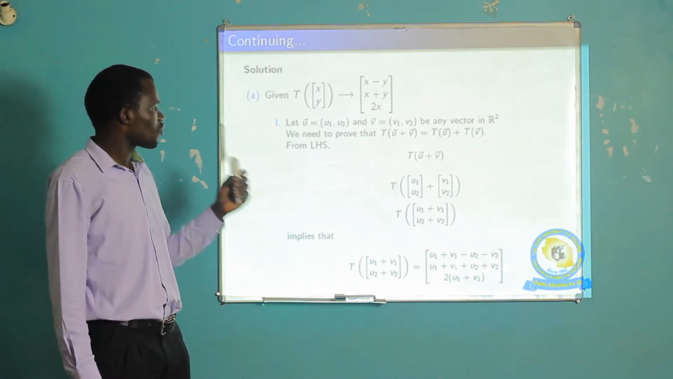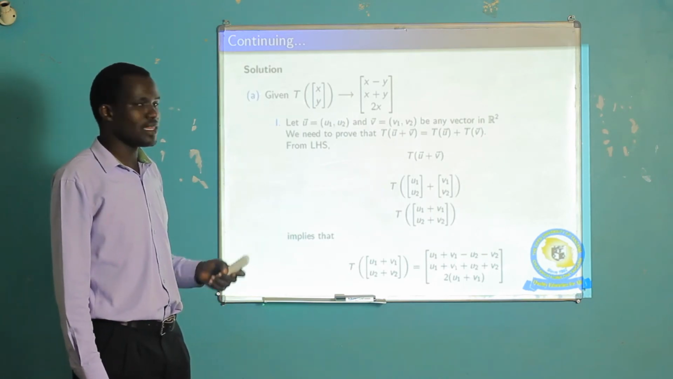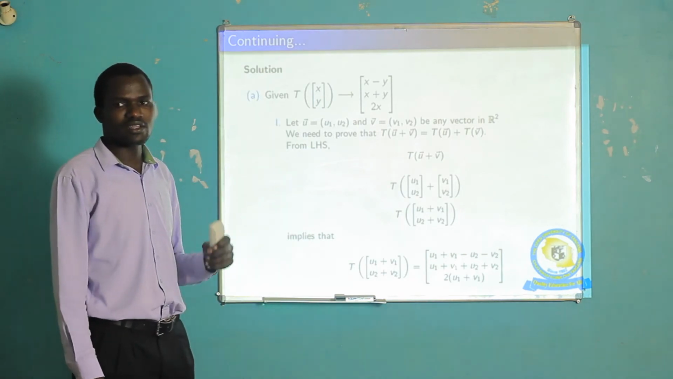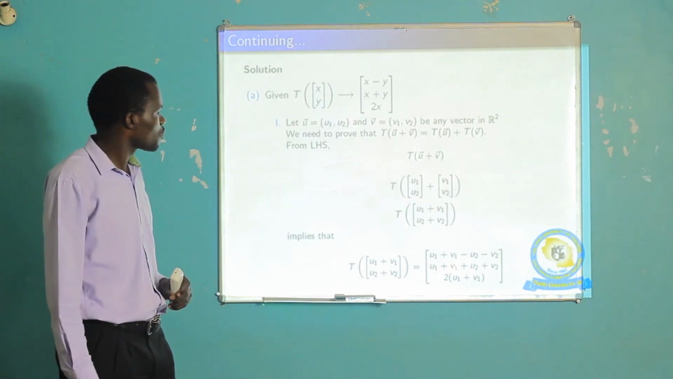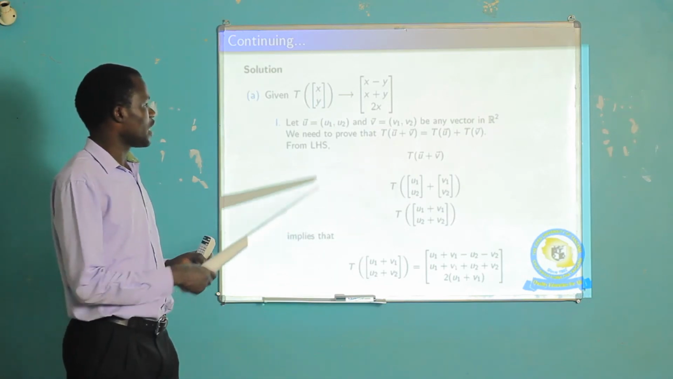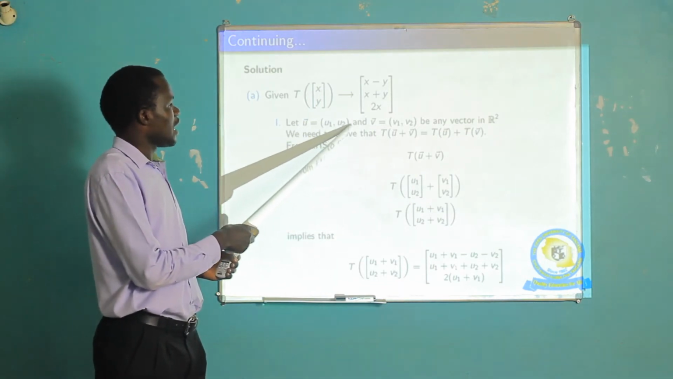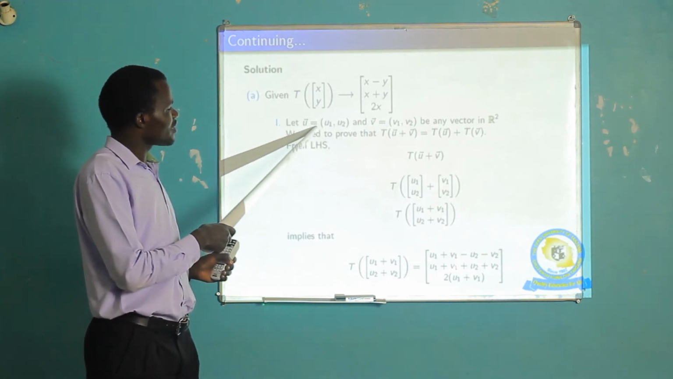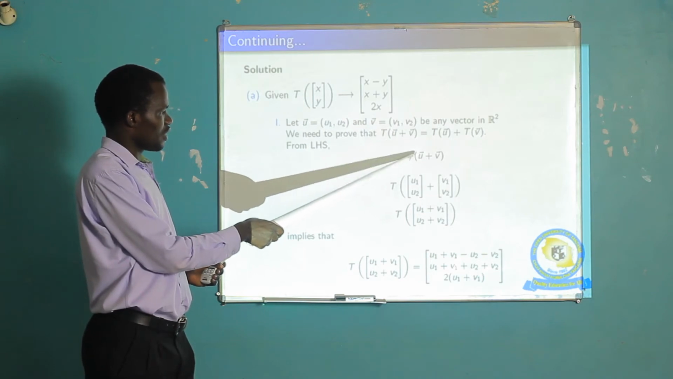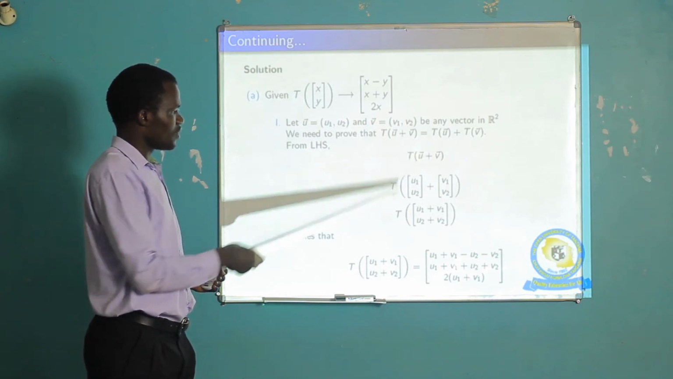You can just prove from the left hand and then check. You can show if the result in the left hand equals the result in the right hand. So starting from the left hand, which is this one, you have already supposed that this is u and this is v. You just substitute them here, u and v.